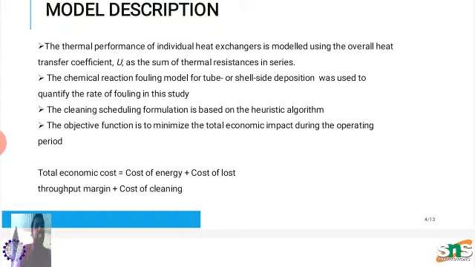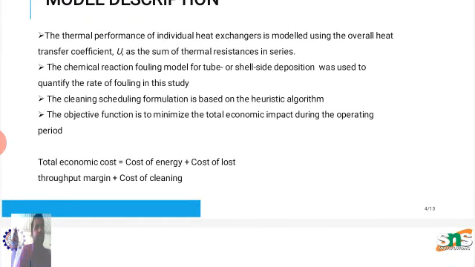Scheduling. The cleaning scheduling formulation is based on the heuristic algorithm formulated by some authors. The objective function is to minimize the total economic impact during the operating period. Total economic cost equals cost of energy plus cost of lost throughput margin plus cost of cleaning.